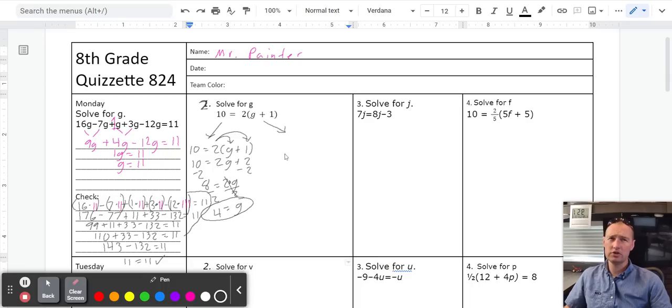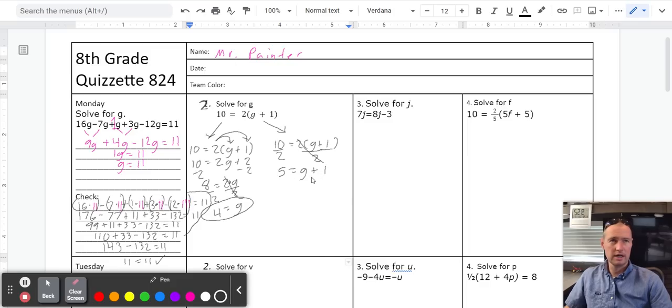Now let's get into way number 2. Same problem. We have 10 equals 2 times G plus 1. What we can do is, because it's 2 times G, and the 2 also multiplies the 1, we can divide the entire thing by 2. Because again, it's distributive property of multiplication. So what I'm going to do is 10 divided by 2 on the left side. And therefore I get 5 equals, the 2's cross out, G plus 1.